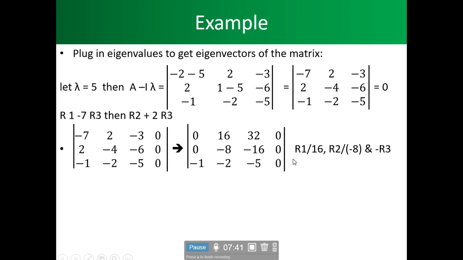Just follow the steps. I'm not going to go through every little detail in this. And we're going to take row 1, divide by 16, so that we can get a 1 here, and then we'll get a 2 here. Then if we divide by -8 on row 2, we'll get a 1 here and a 2 here. And then if we do the same thing for negative R3, we'll change all of that to positive.